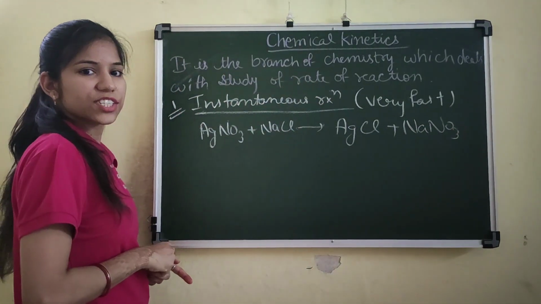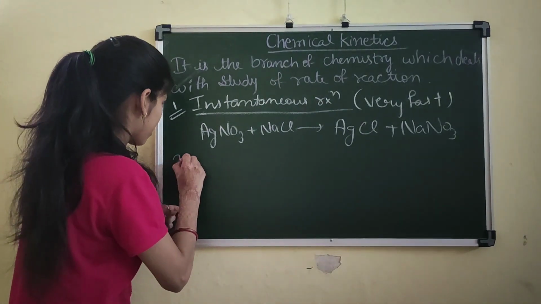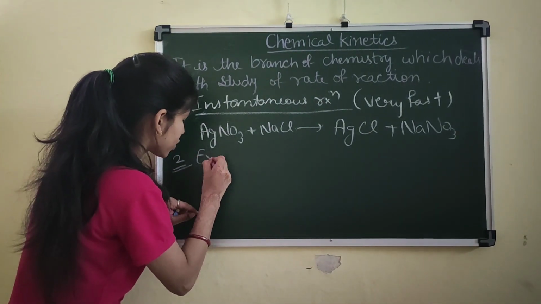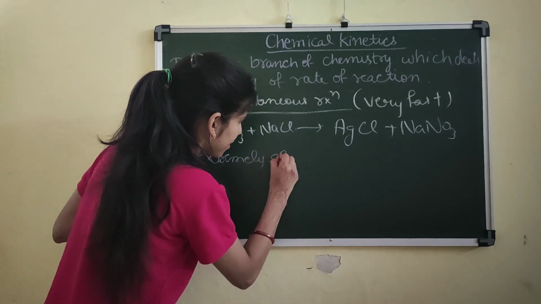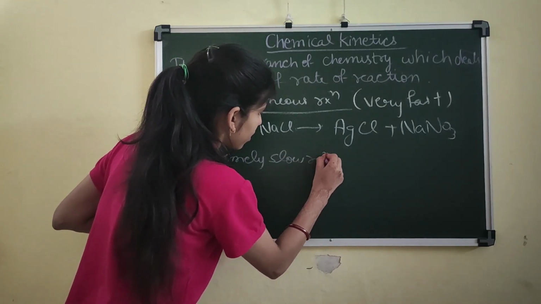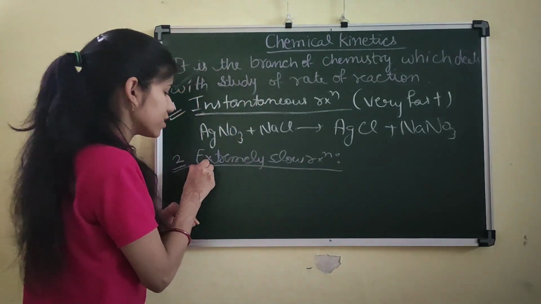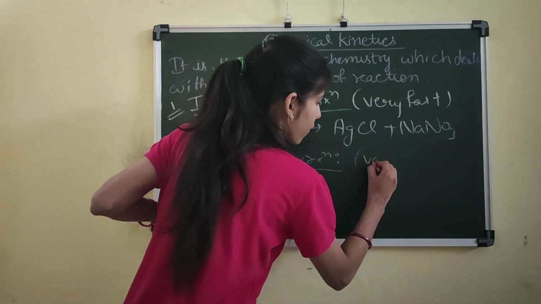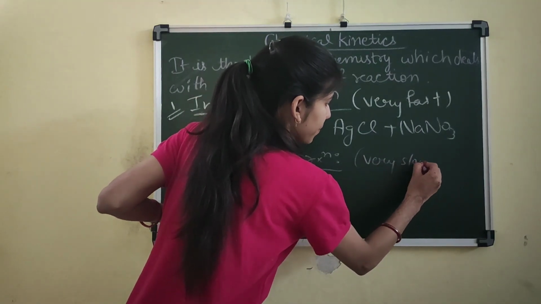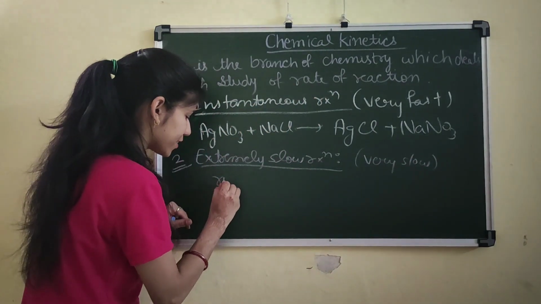And the second type is extremely slow reaction. In this reaction, the rate of reaction occurs very slowly. For example, rusting of iron.